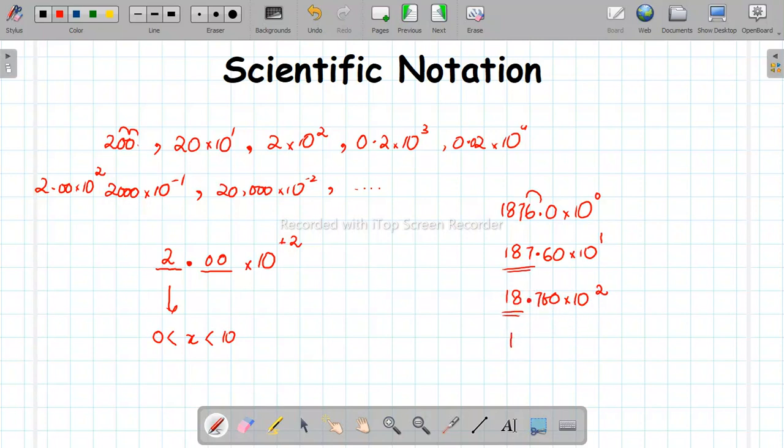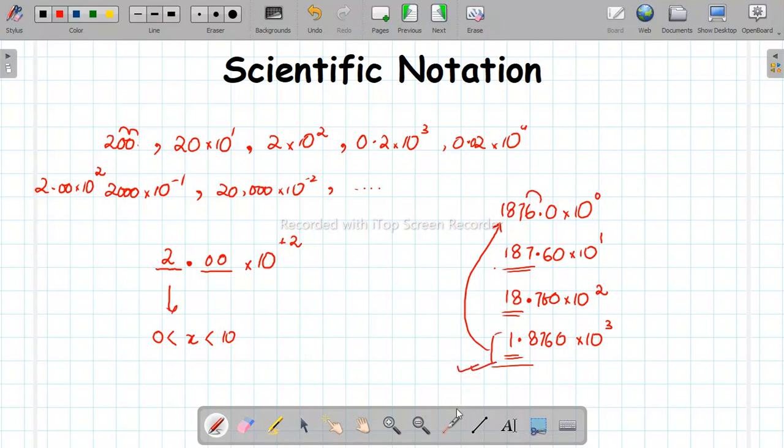Then move this point again. This becomes 1.8760, 10 raised to the power 3. Is this one greater than 0? Yes, it is. Is it smaller than 10? Yes, it is. So this is the standard form of writing this number. Again, I'm not saying this is incorrect or that is incorrect, all four are correct, but the standard form of writing this number, or the scientific notation for this number, has to be this one.